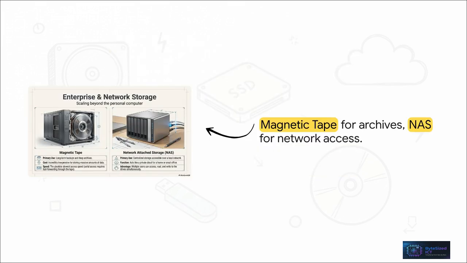Scaling up beyond just personal computers, we enter the world of enterprise storage. On the left here, we have magnetic tape. Yes, tape, like a cassette. It is incredibly inexpensive and offers massive capacity for deep archives. But it has the absolute slowest access speed because it uses serial access, meaning you literally have to fast forward or rewind through the physical tape just to find your file.